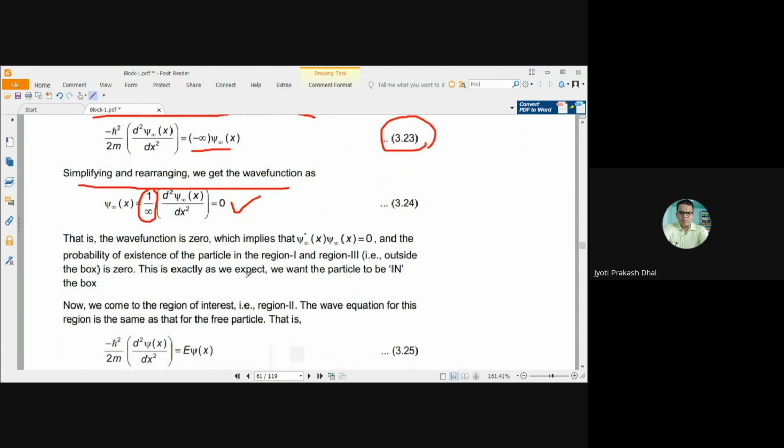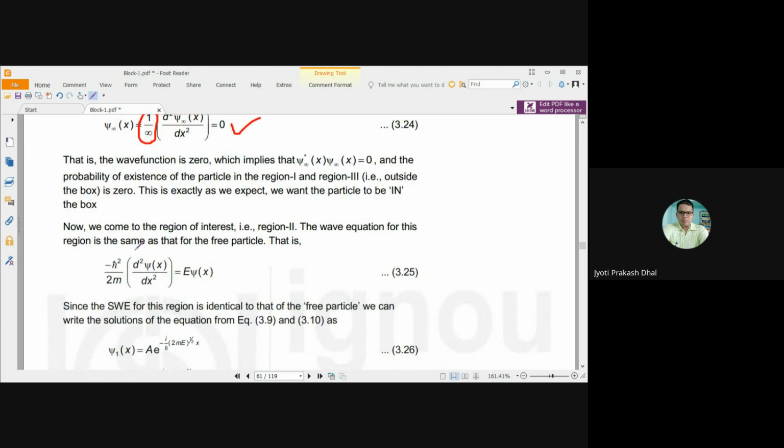This implies that the wave function of the particle for region 1 and 3 is 0. That means the particle cannot move to region 1 and 3, and also cannot move to the wall, because when the particle moves to the wall or region 1 and 3, its wave function will become 0, and hence we come to the region of interest.